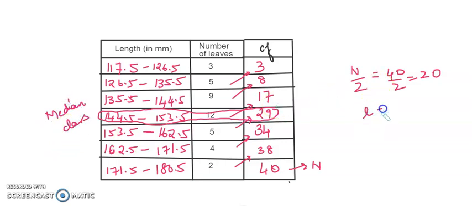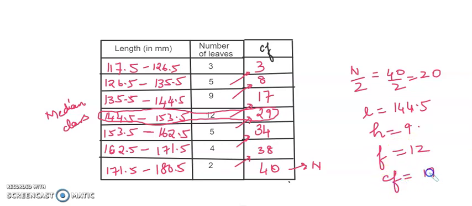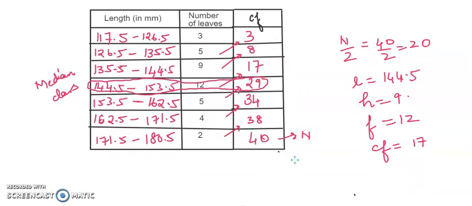So what is my L here? 144.5. What is my h here? Clearly, yes, it's a 9, because 153.5 minus 144.5 is going to be 9. f is going to be 12. CF is going to be 17 because it is the cumulative frequency of the preceding class. Clear? You'll put the values in the median formula and find it for yourself.